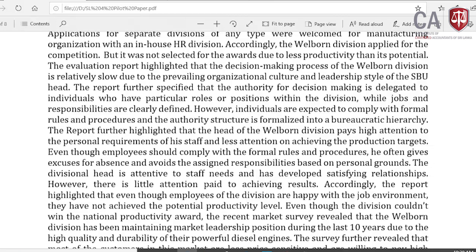Accordingly, the report highlighted that even though employees of the division are happy with the job environment, they have not achieved the potential productivity level. Employees happy about the job environment, but they have not achieved the productivity level.